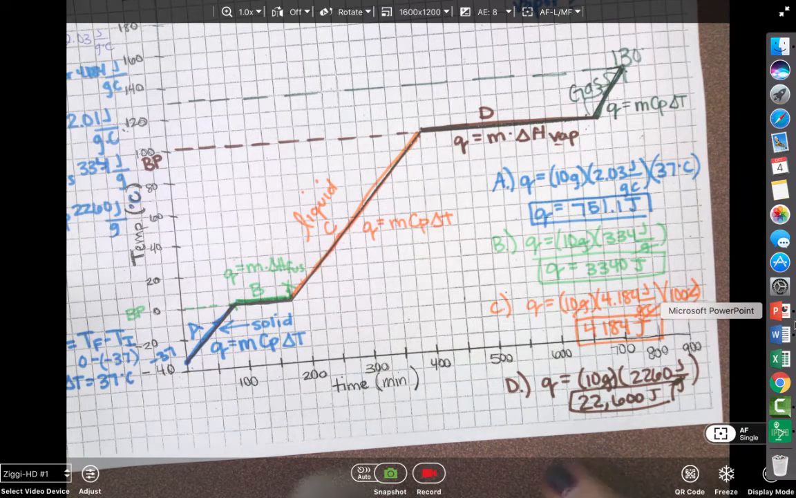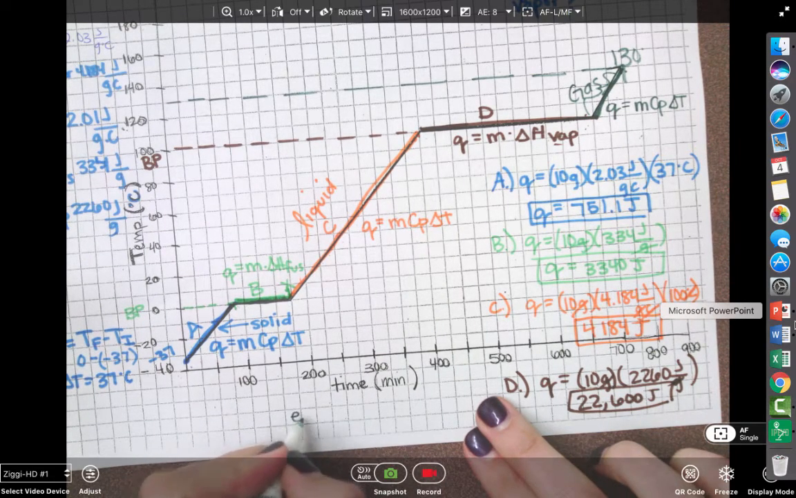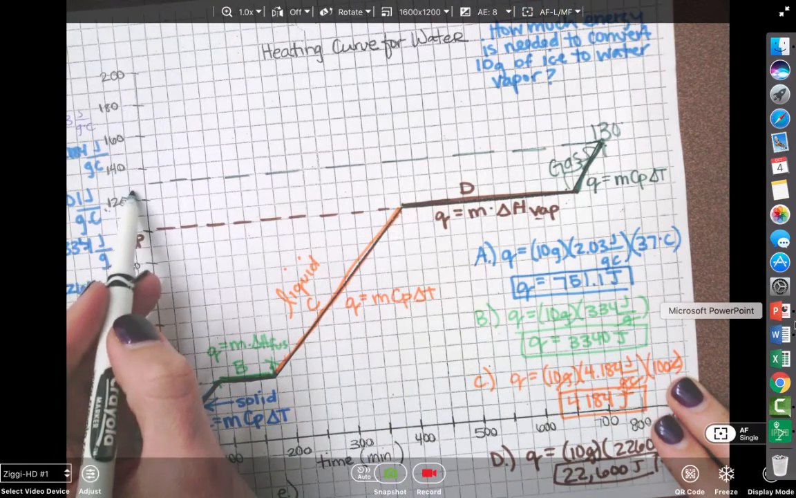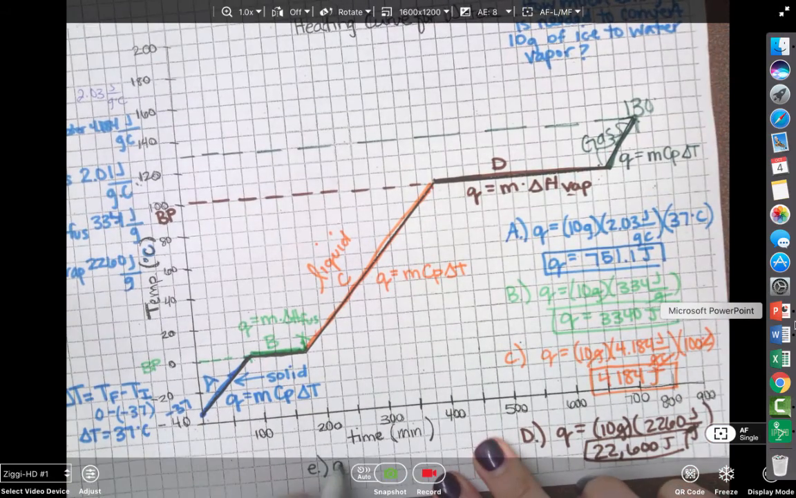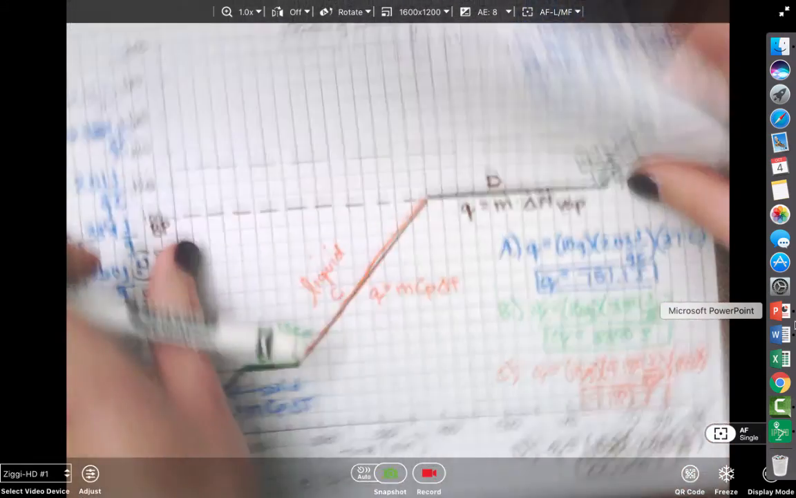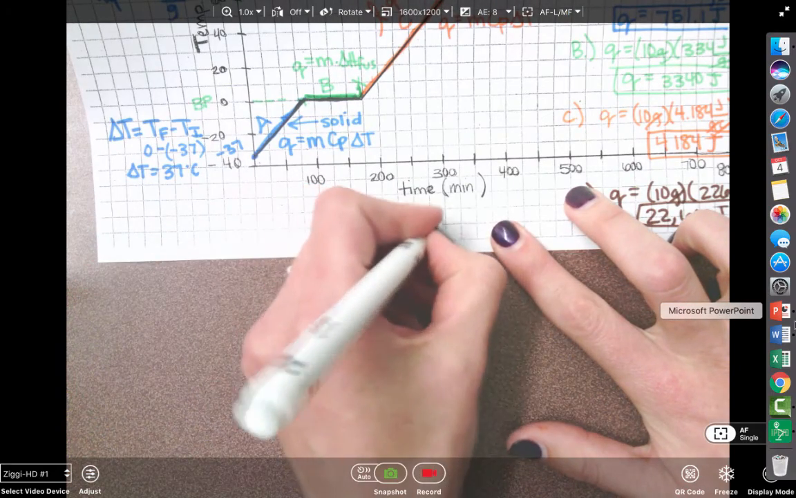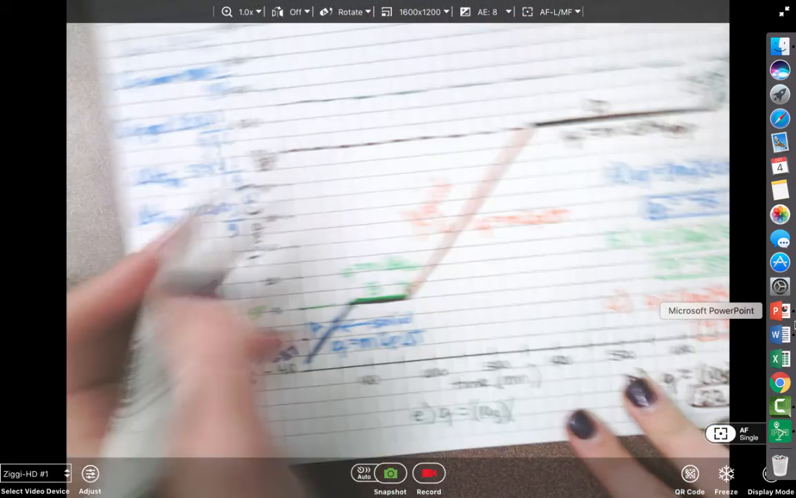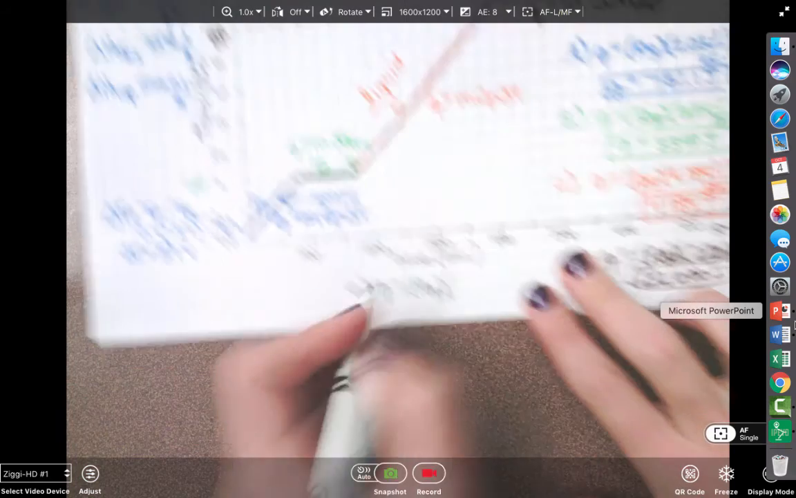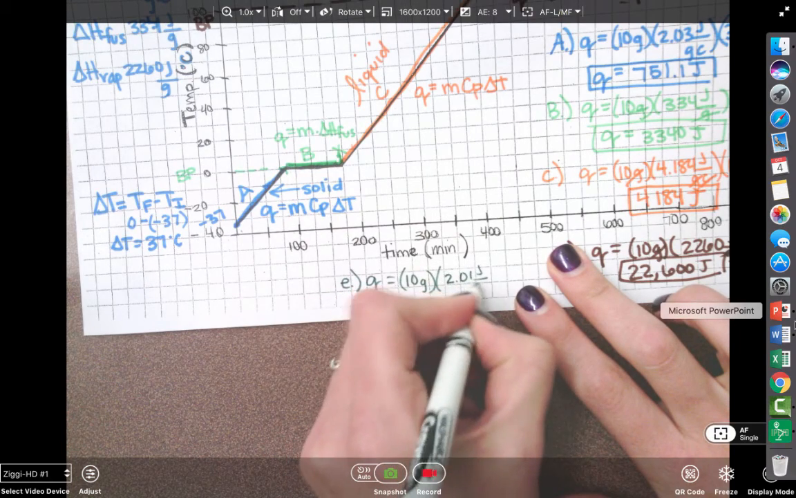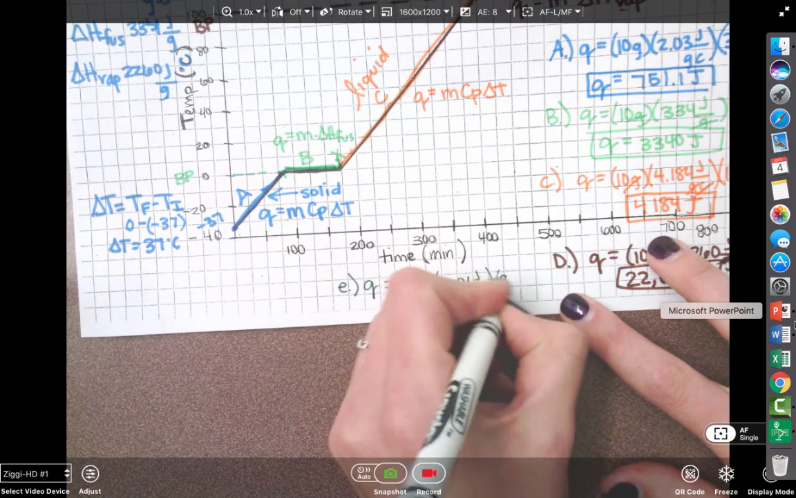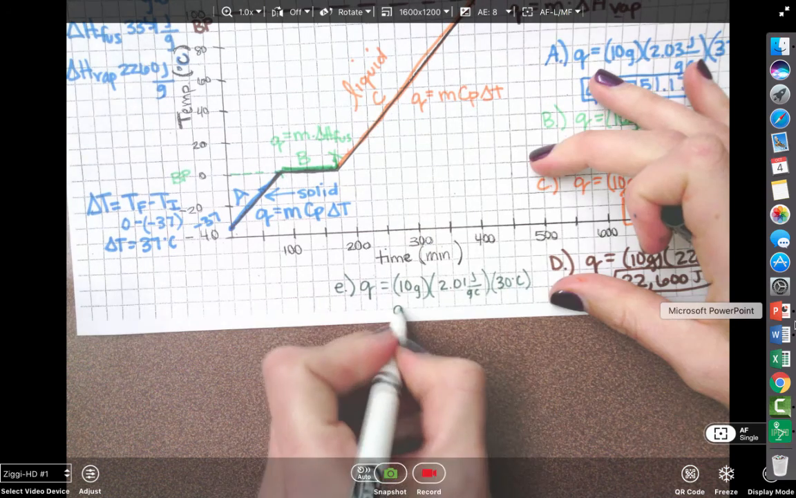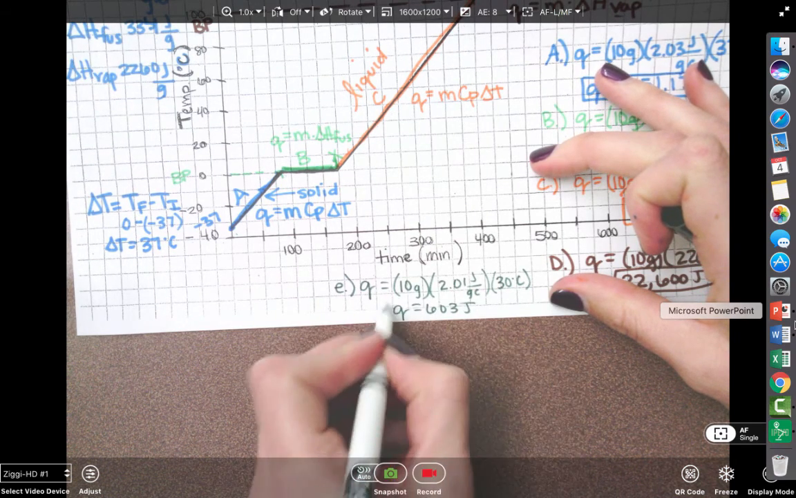And lastly, I ran out of room, so I'm going to write it over here. Sorry about that. I have a temperature change again. I'm going from 100 Celsius up to 130, so that's a delta T of 30. Well, I still have 10 grams of the substance. Because I'm in the gas phase, my Cp of the gas will be 2.01 joules per gram Celsius. And we've already figured out that it's a 30-degree temperature difference from 100 degrees Celsius to 130 degrees Celsius. So Q equals 603 joules.